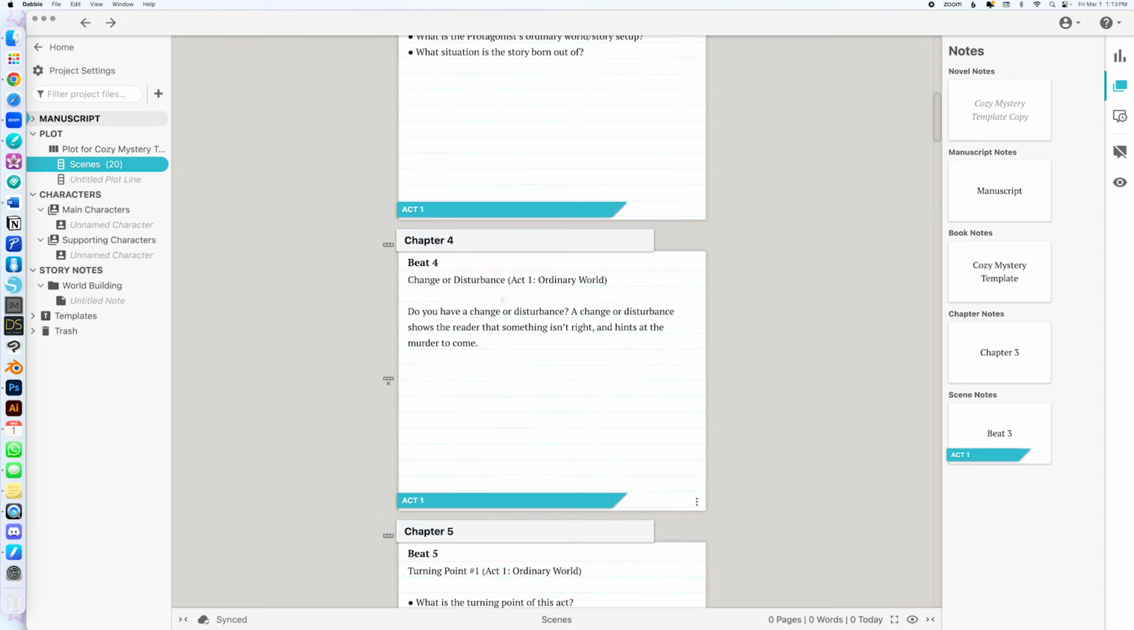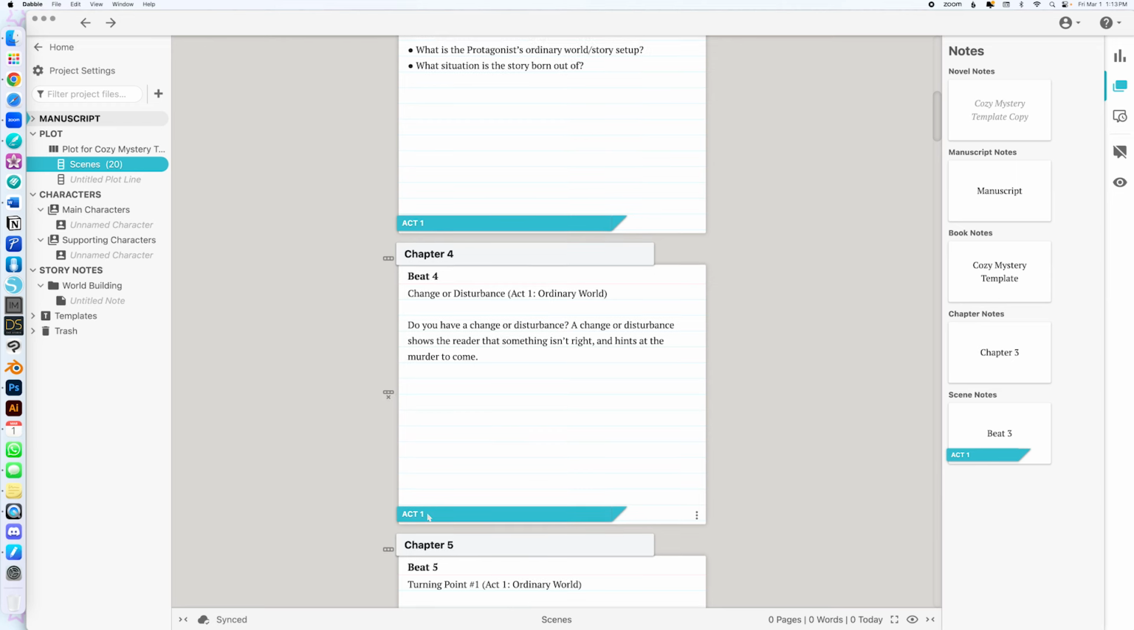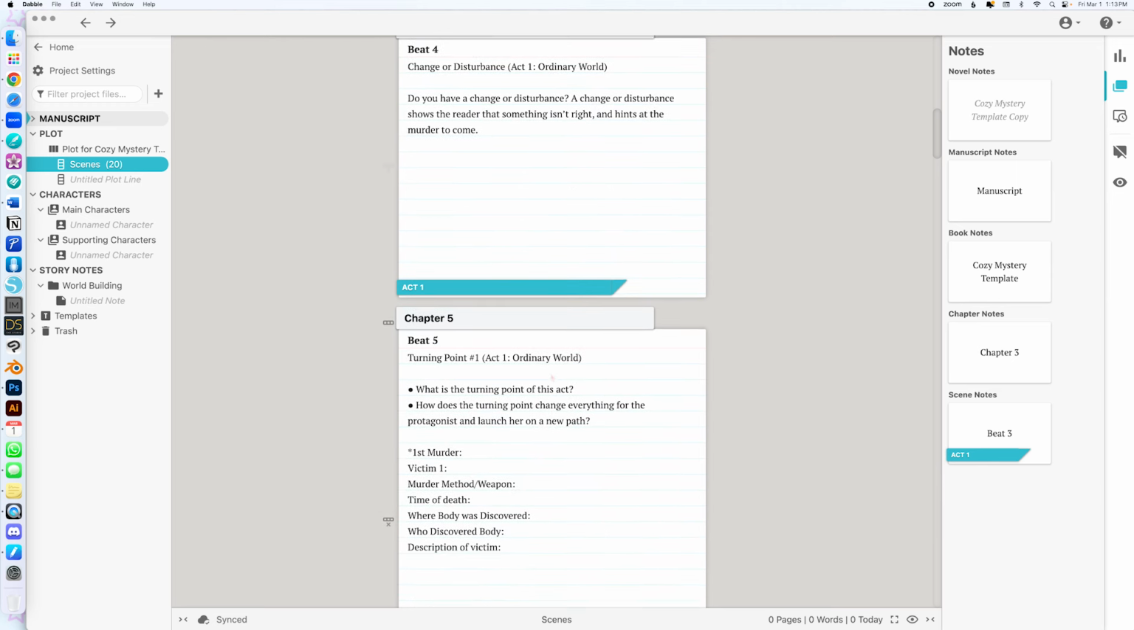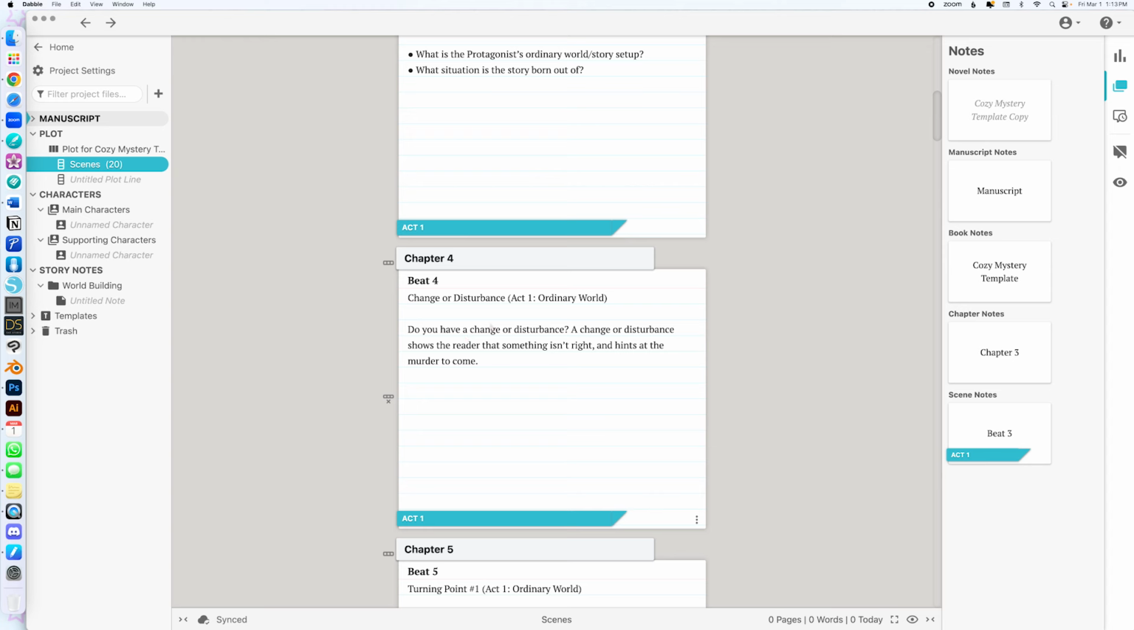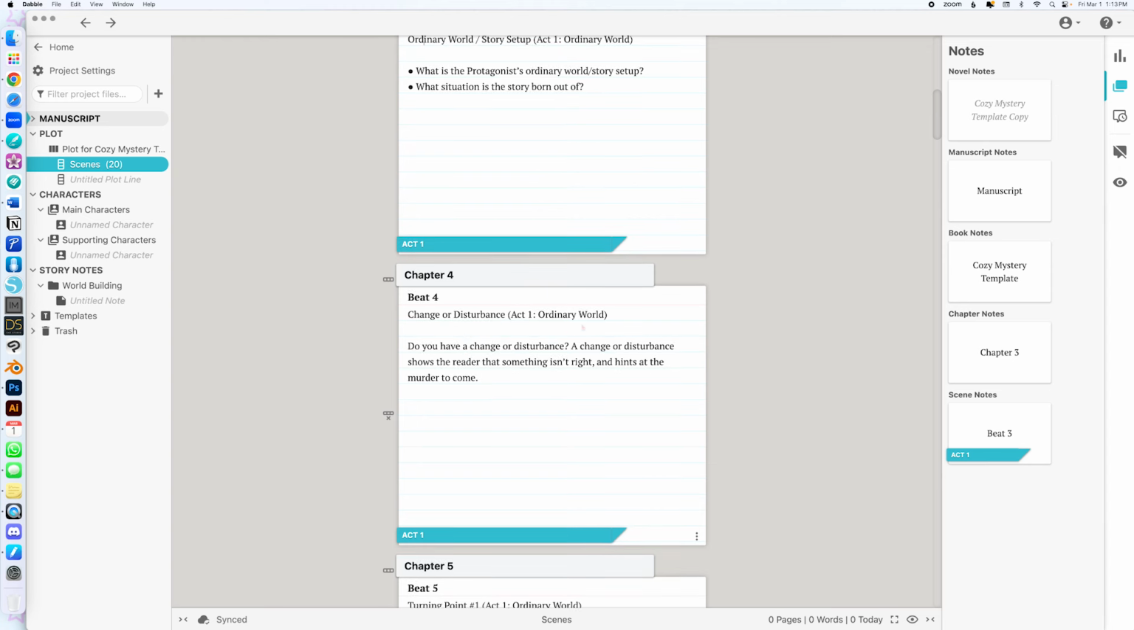Then Beat 4 is the change or the disturbance. So we are still in Act 1. The first 5 beats are all in Act 1. So Beat 4 is the change or the disturbance. We are still in the ordinary world here, but there is something that changes, something that tells the reader that things are not right here, and it hints at the murder that is to come.